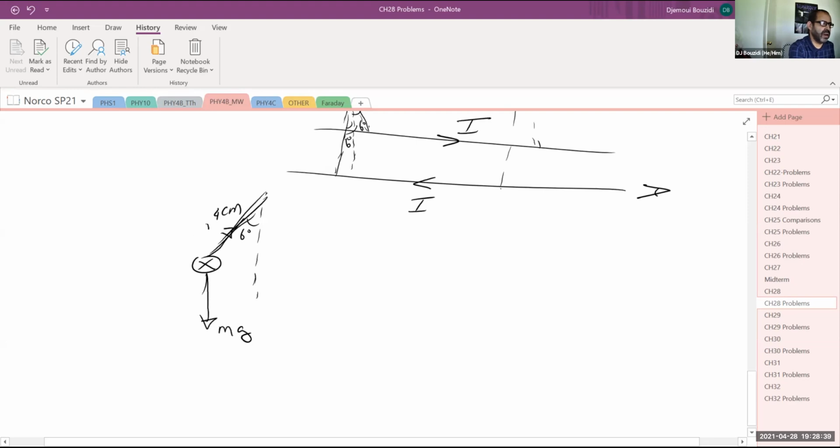The tension in here, I'm going to call it T. And the force of repulsion due to this magnetostatic force is F. So this force due to the magnetism is F, this is mg, and this is the tension. Okay. And now we have a statics problem from physics 4A.